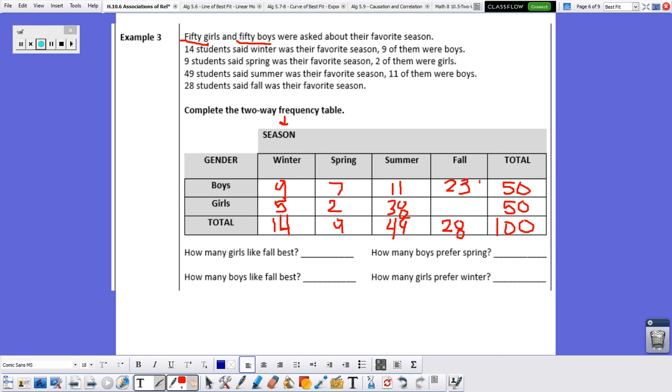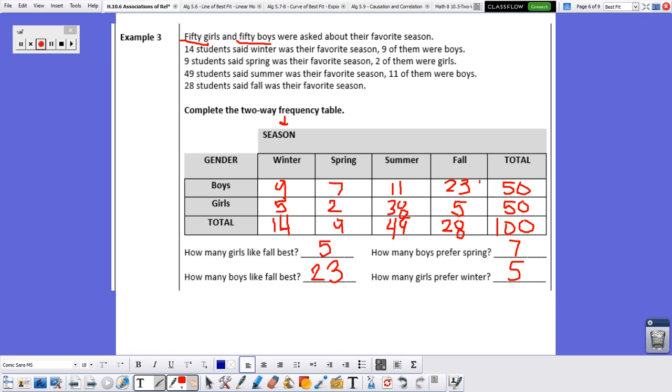We're going to do the same thing for girls: 5 plus 2 plus 38 plus 5 gives me 50. So now we filled in our whole two-way table. Let's answer some questions. How many girls like fall the best? Well, we go to where girls and fall intersect, and that is the 5 we just found. How many boys prefer spring? We go to spring and boys, and where those two intersect, we have 7, so there's 7 boys that prefer spring. How many boys like fall? Boys and fall, and we get 23. How many girls prefer winter? Winter girls, we get 5.